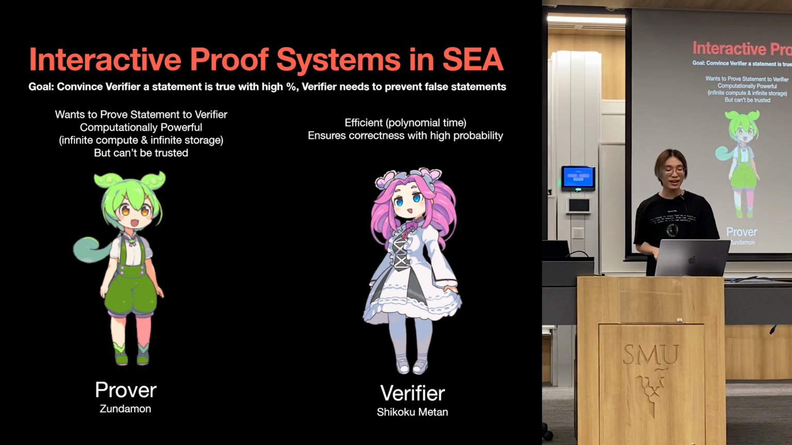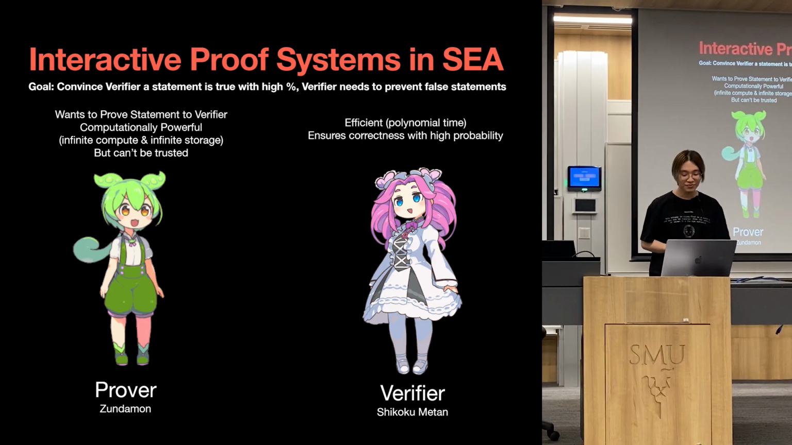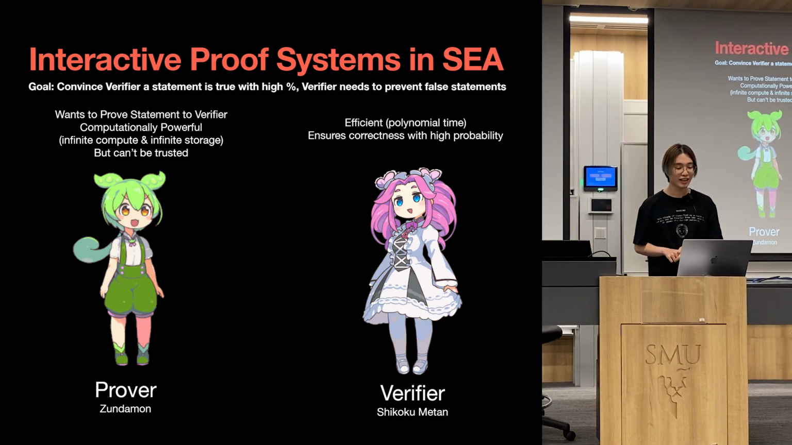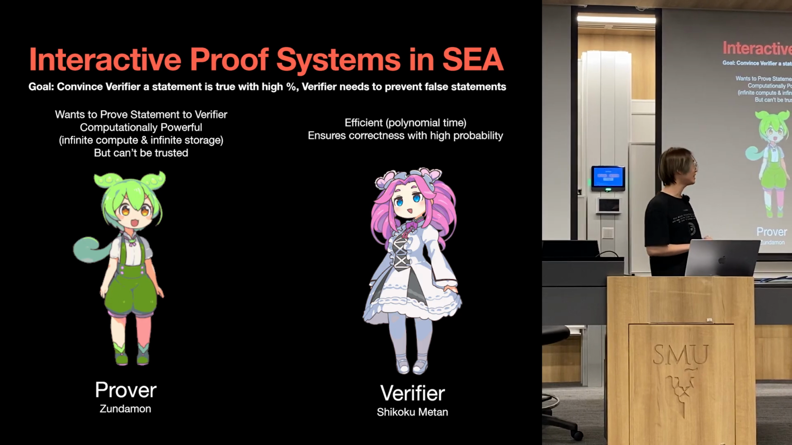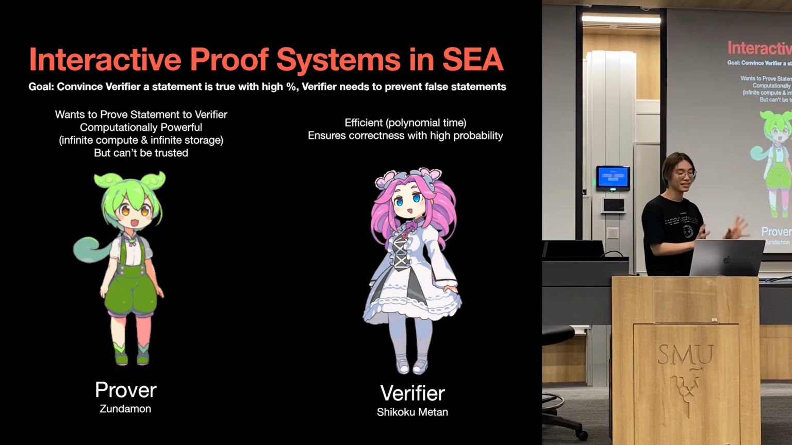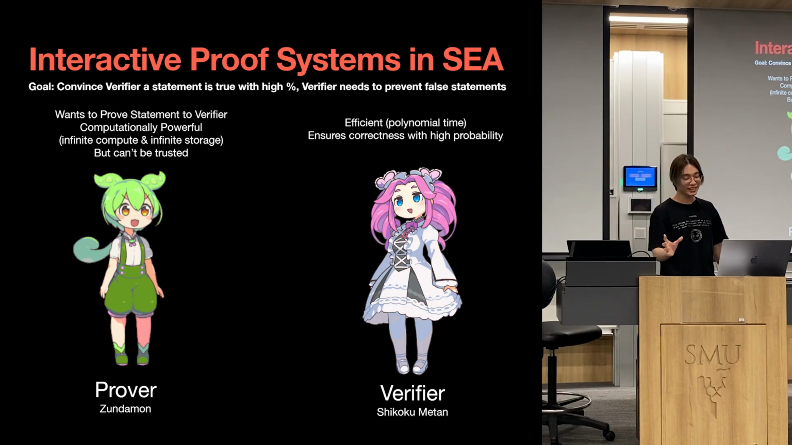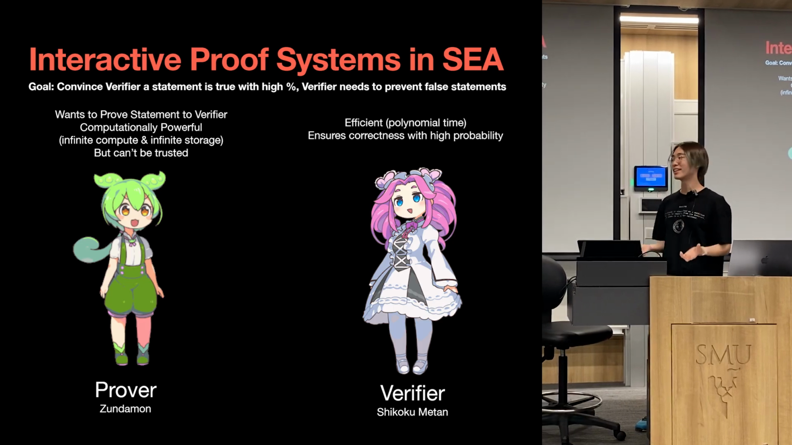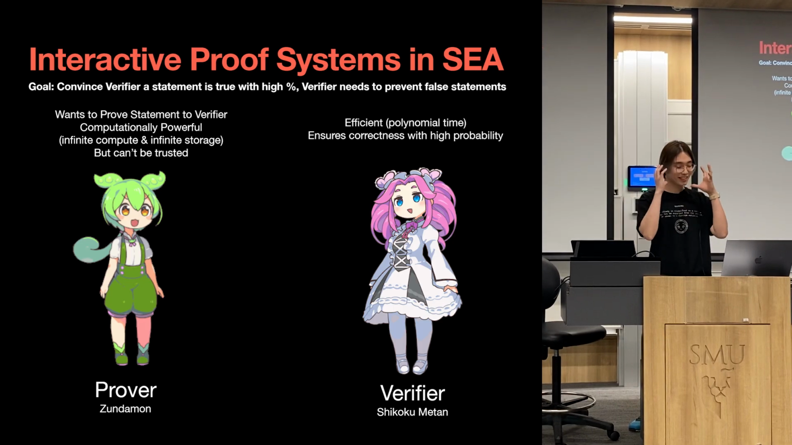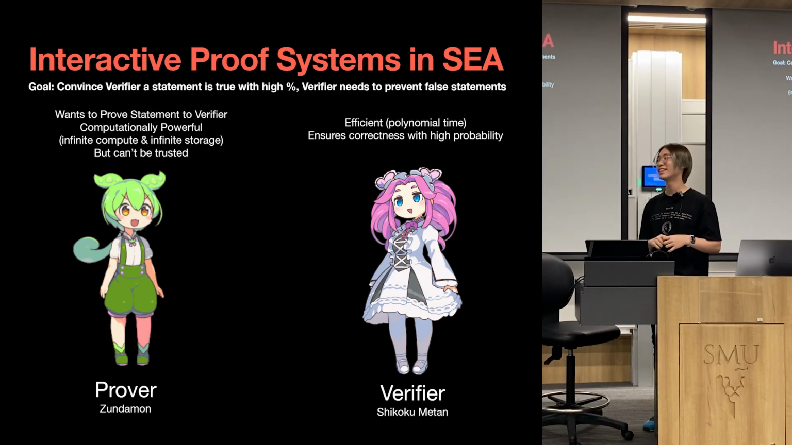Okay, so essentially we have two players. Think of it as a game. So you have a prover and a verifier. The prover has infinite computational power, but it can't be trusted. And so the verifier is now playing a game where it needs to check whether this prover is not bullshitting them.